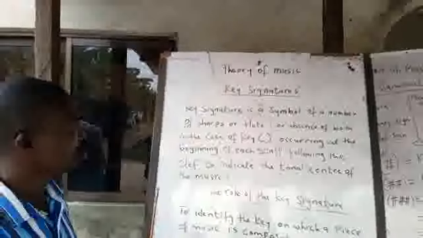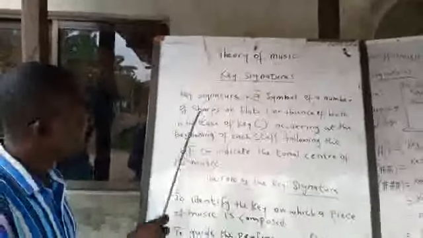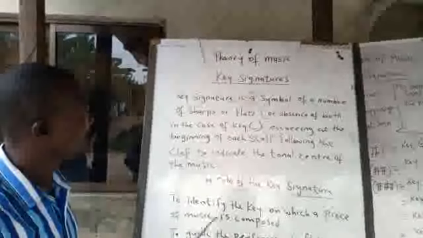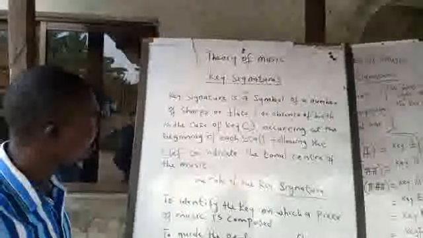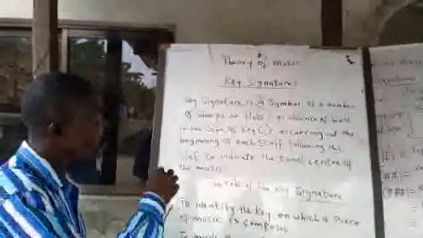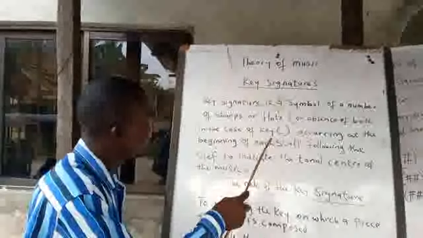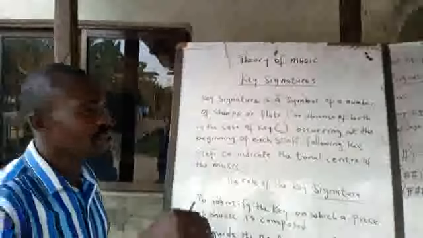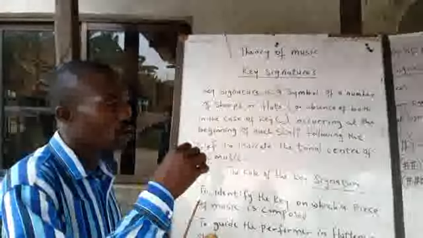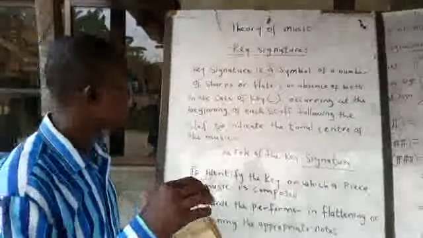So the key signatures we are talking about are symbols of a number of sharps or flats. I will show you the sharps later on when I give you an example. Now I will show you what sharp or flat signs are. They are symbols of a number of sharps or flats, or absence of both in the case of the key of C, occurring at the beginning of the staff.